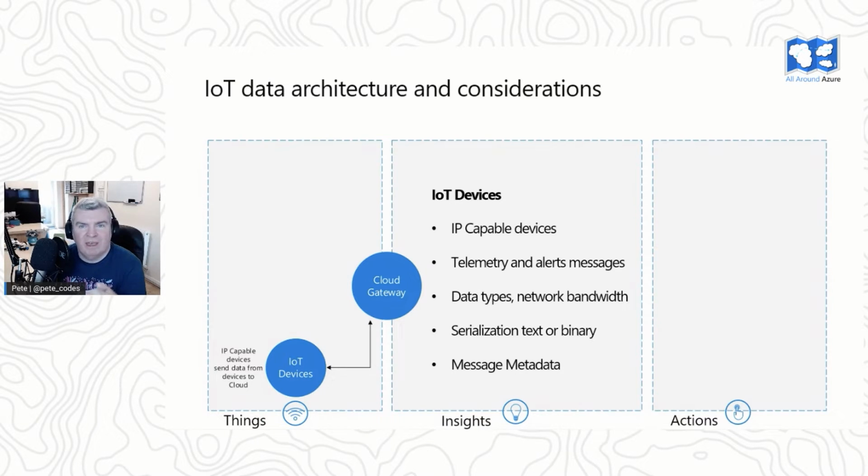And this generates messages that can broadly fit into two different categories. So we can have telemetry, and that could be things like temperature and humidity. And then we can have alerts, and that could be, say, an emergency button's been pressed. And this message data is going to need to be serialized before we can send it to the cloud.